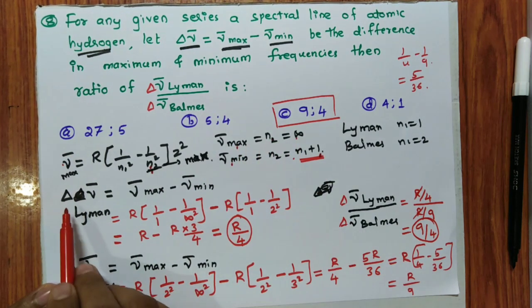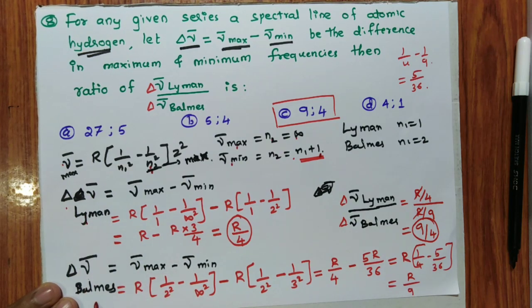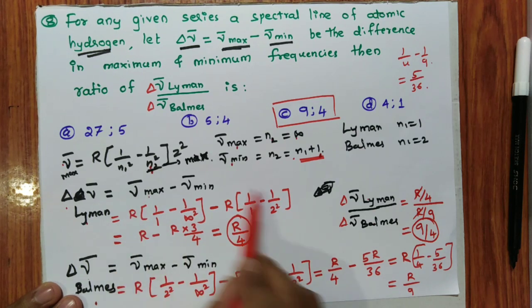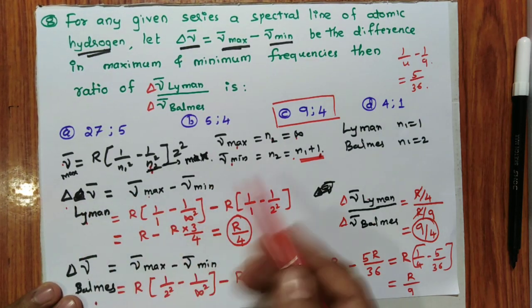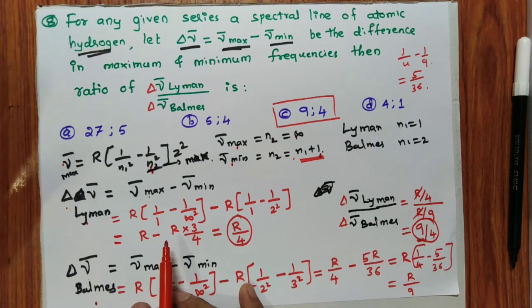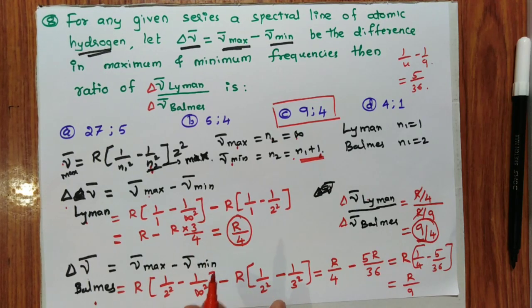So hence, first you calculate delta nu bar of Lyman series, then Balmer series, then divide that. So nu bar maximum here only I have separately, you can calculate and substitute. Instead of that you can do it here. Simplification is required. Then you are going to get 9 by 4 as the answer. So this is the 8th question. So next we'll see the ninth question in this particular case.